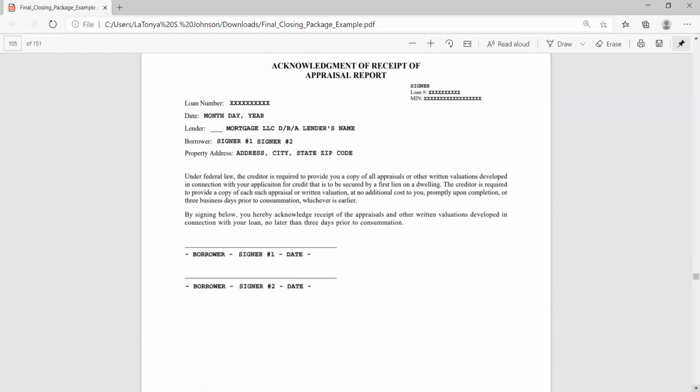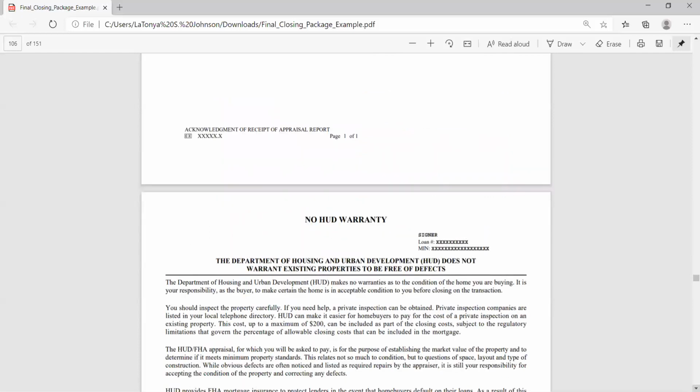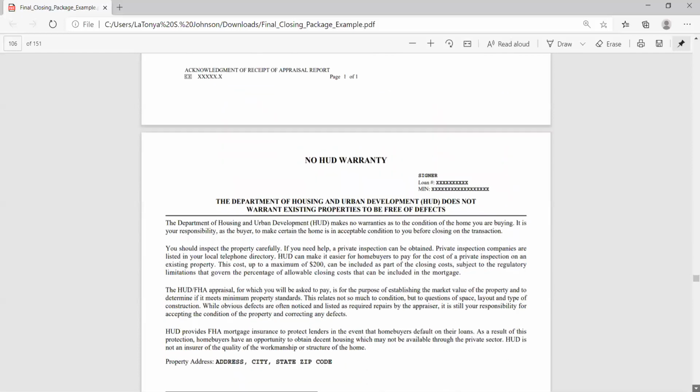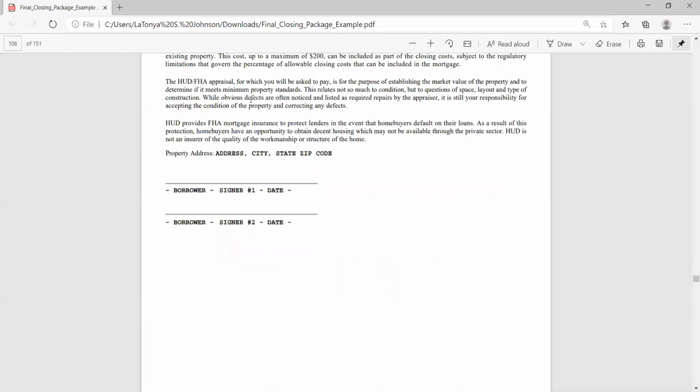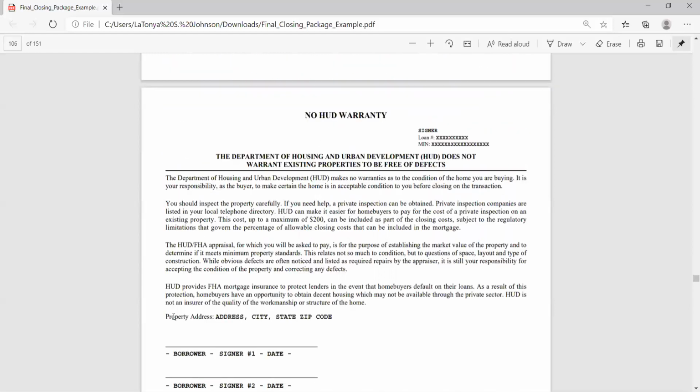It's important to go through this because I went through a closing and they would not give me the appraisal report. And they wanted me to continue and I wouldn't. So it's your client's responsibility or option of whether they want to go through it or not if they don't have all the documents. No HUD warranty. They sign and date this.